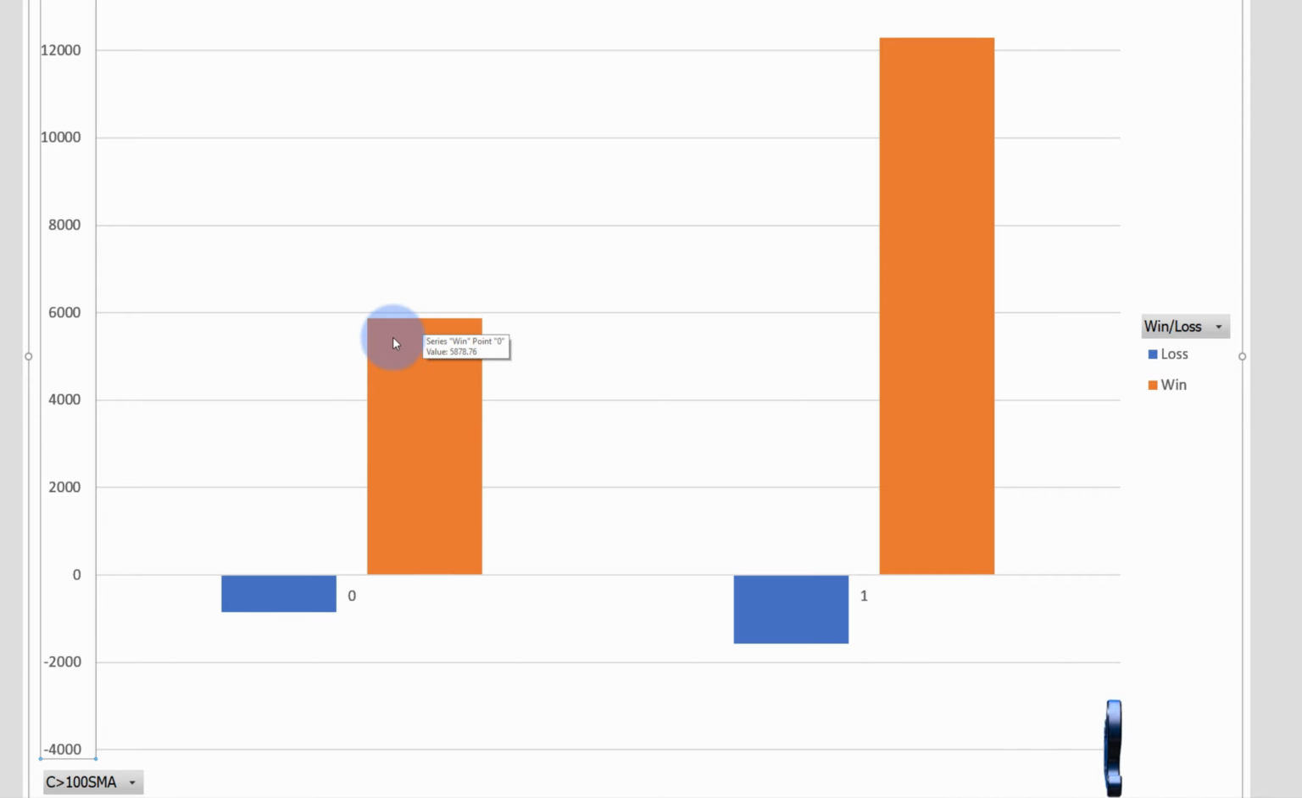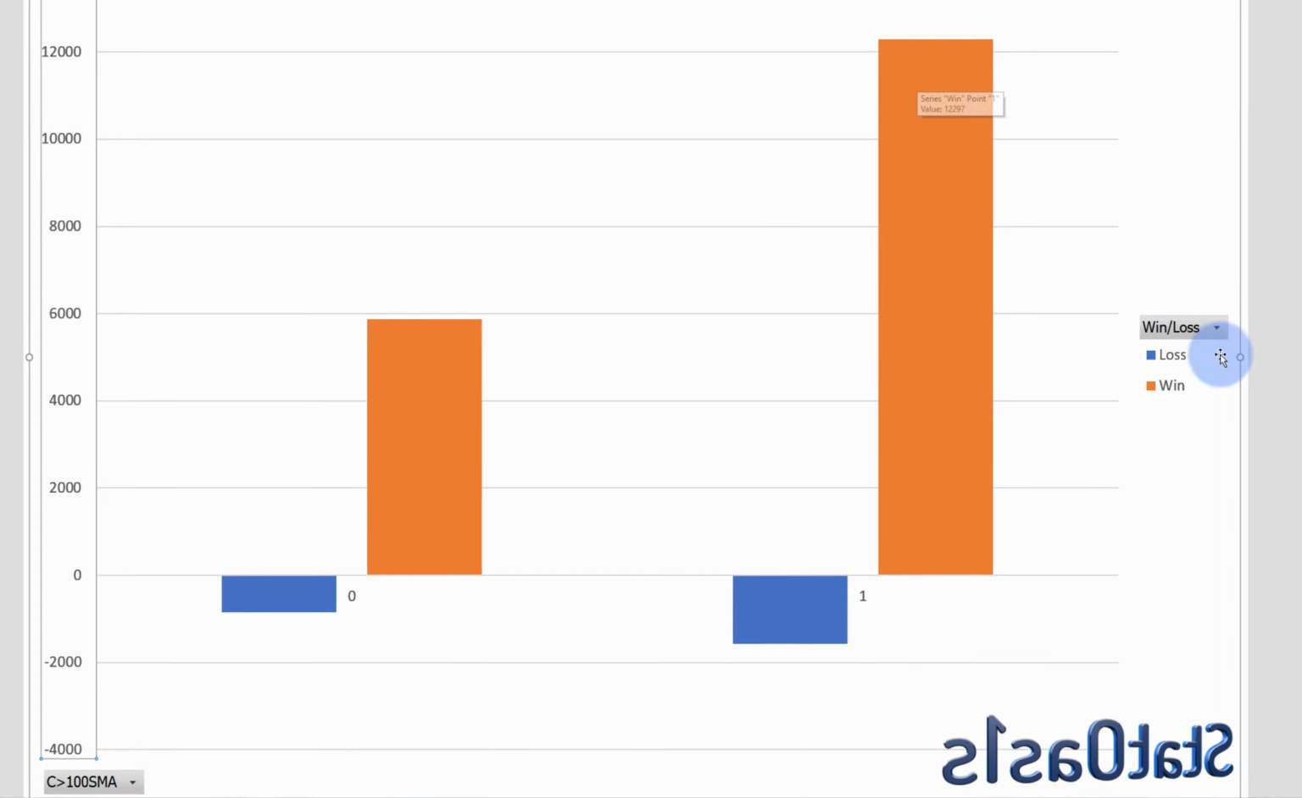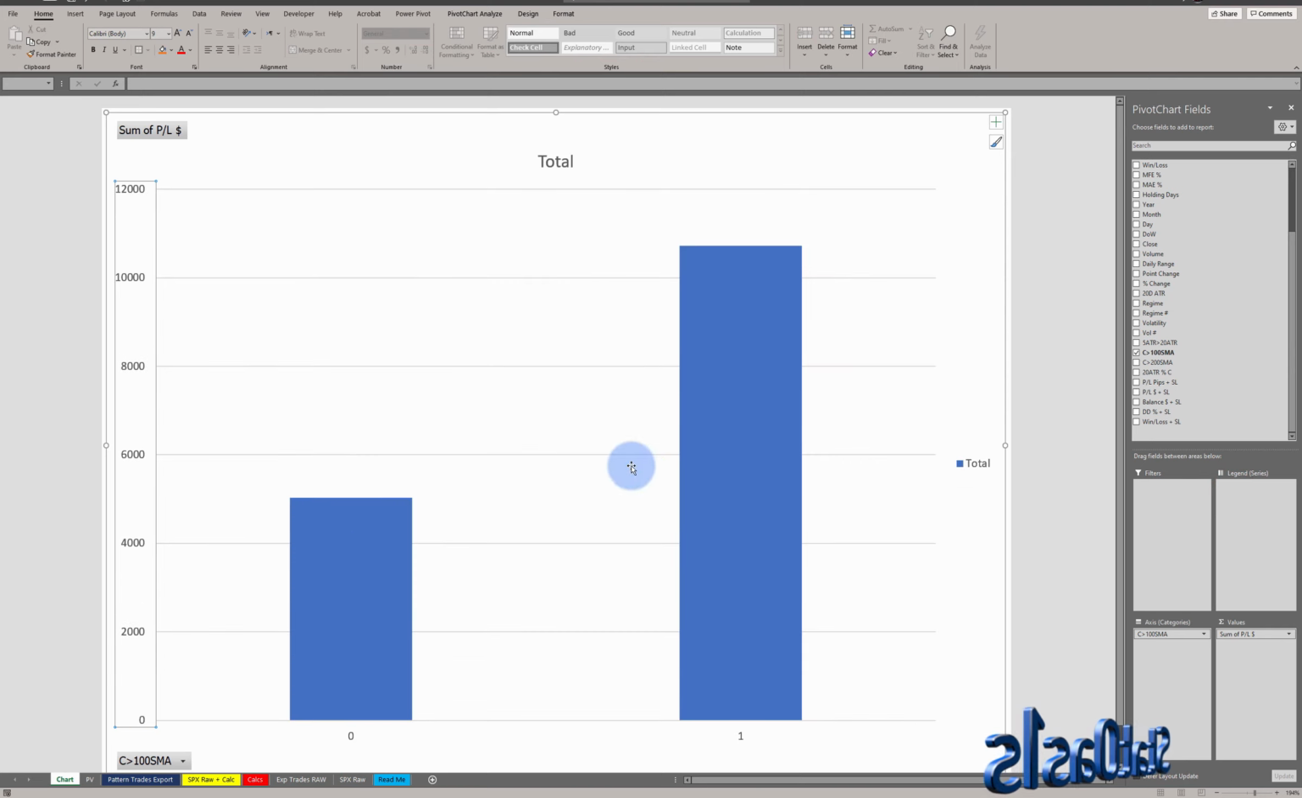It's almost double. This one makes $6,000 per share, and this one is $12,000 per share. And if I remove this, you can see them in total. So with the losses, this one is about 5,000 and this one is about 11,000. Okay, good. But I cannot use it. I cannot say, okay, I'm not going to trade when the S&P is below, because I'm still making lots of money per share. This is $5,000 per share.